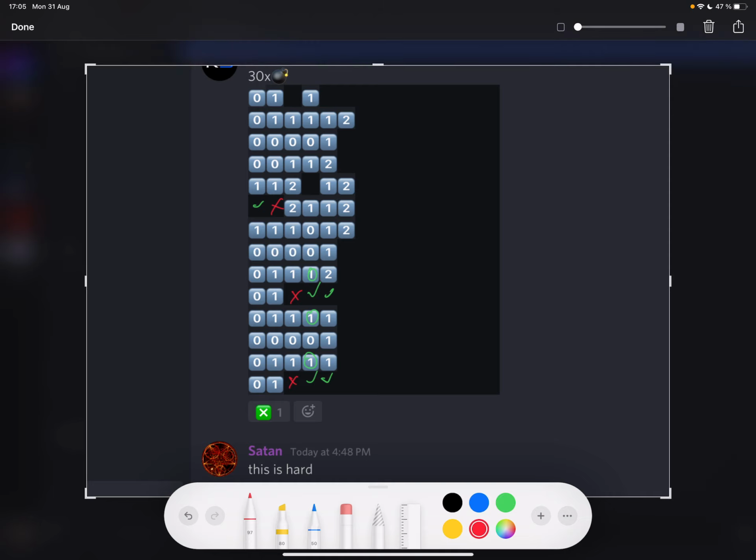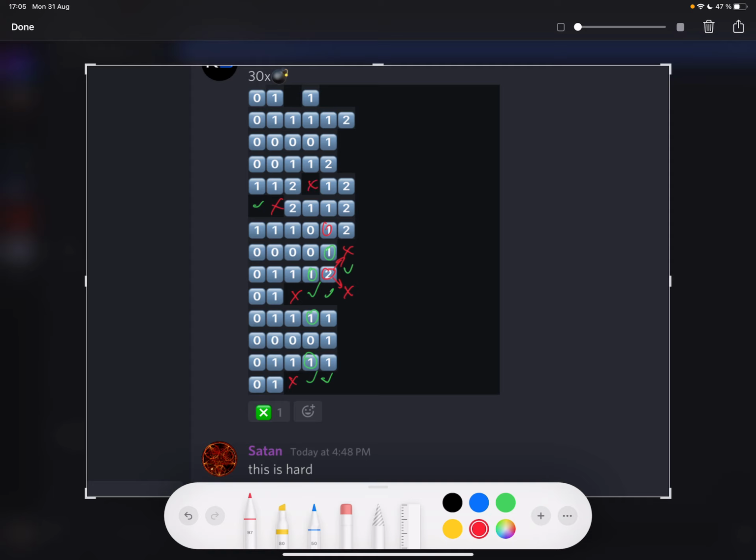Now, this one tells us that there is a mine here. And this one tells us there is no mine here. And now this 2 is touching a mine here. And we only have another one that is still hidden. So there is a mine here.